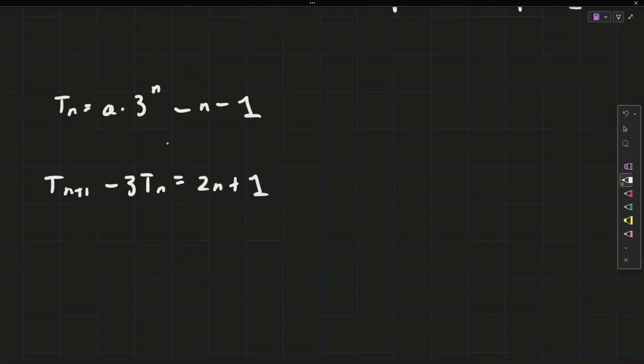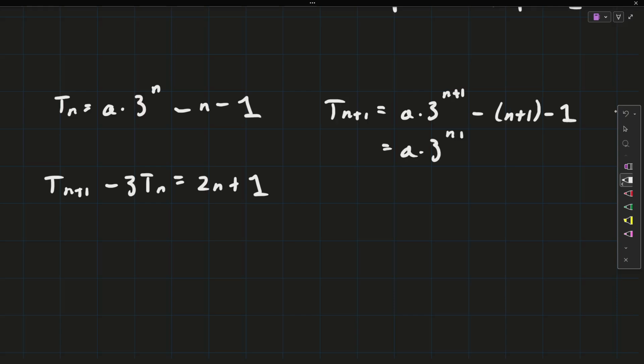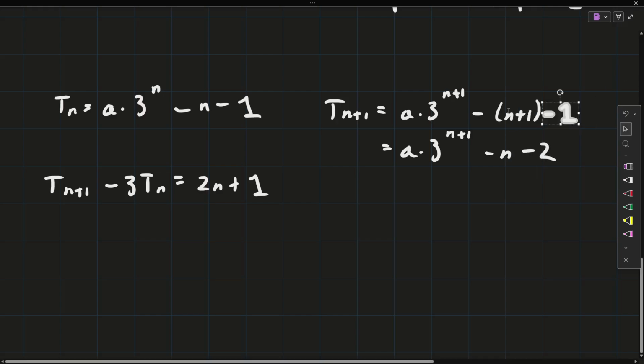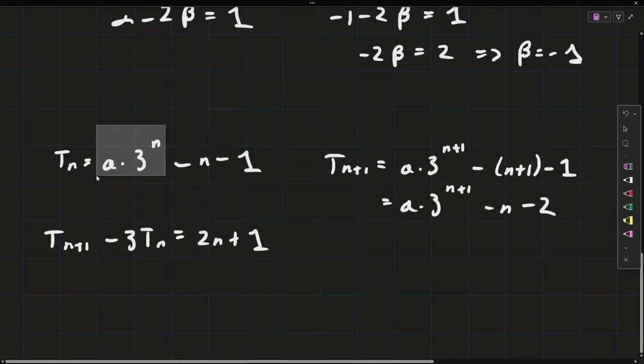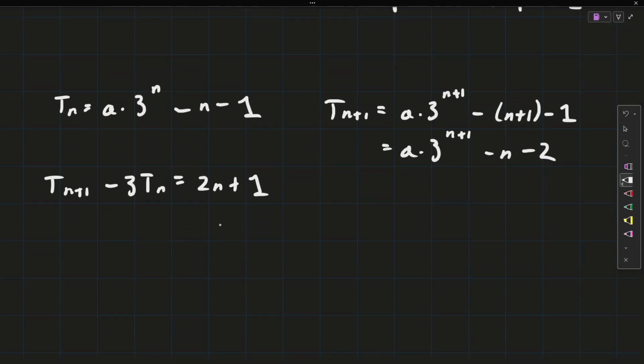So if this is Tn, well then Tn plus 1 should be equal to a times 3 to the n plus 1 minus, so instead of n, we're going to have n plus 1 minus 1. So that'll simplify to be a times 3 to the power of n plus 1. We'll have minus n, and we'll have minus 2. Okay? Because this minus 1, minus 1. So I'm not going to sub this part in, because we already know that this part will cancel out with this part. I'm only going to sub in these two parts, and I'm going to show you that they cancel out. Okay? So we'll have minus n minus 2, minus 3 times minus n minus 1.